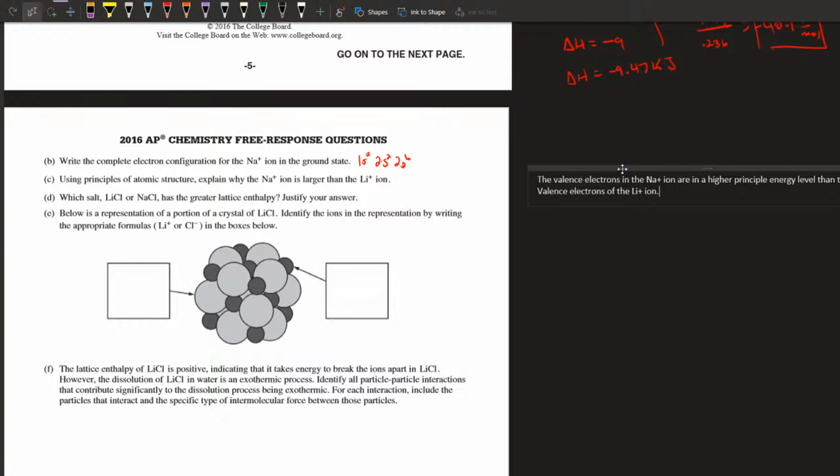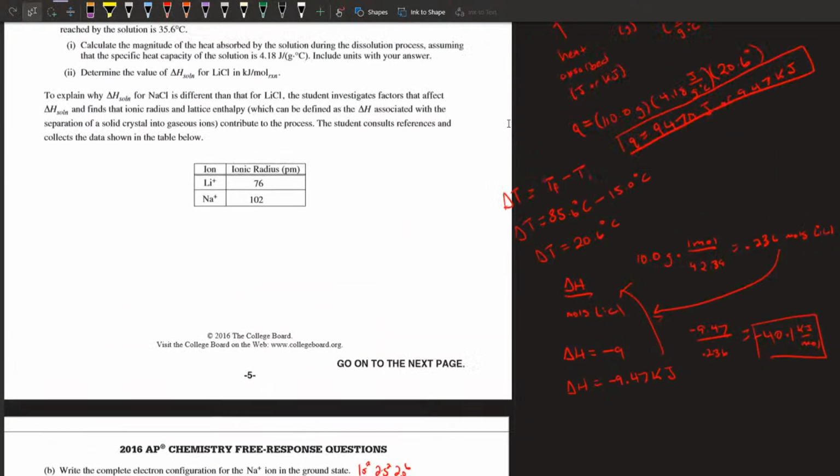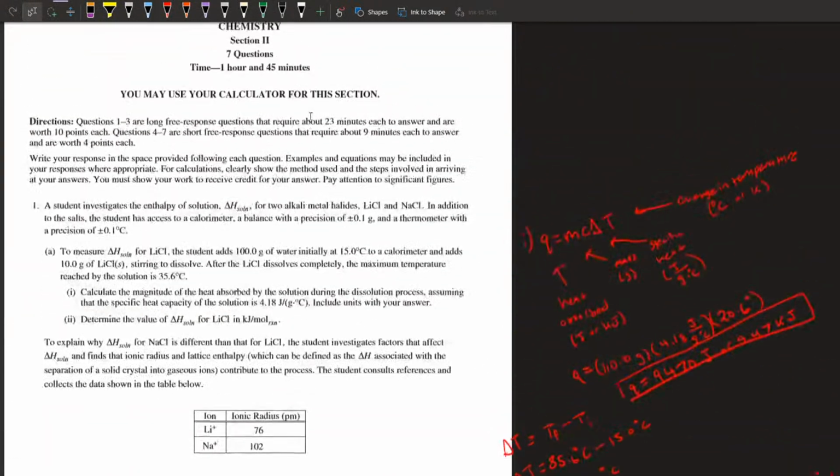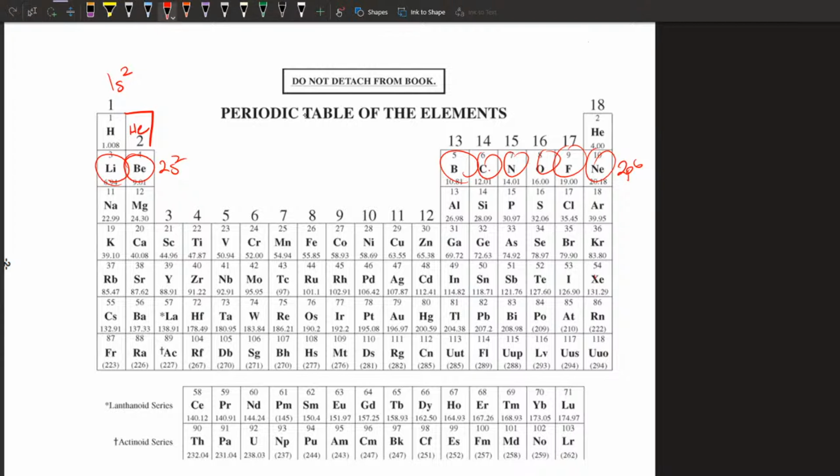So yeah, I think this is what I would write on the test. But the reason being that when we're looking at two elements with one having a higher principal energy level, the electrons on the element with a higher principal energy level are on average farther from the nucleus than the ones with a lower one.